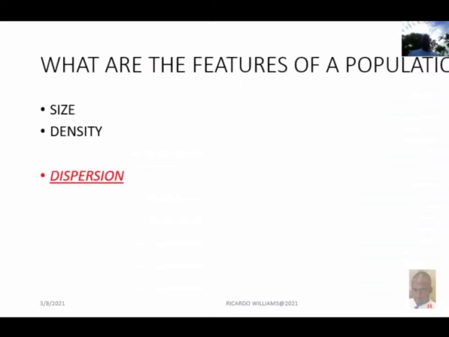We describe a population in terms of its size, so we can have large populations and small populations. Another feature is the density of the population. We also have dispersion, but we're not going to look at dispersion. If you look up what the word disperse means, a synonym would be to spread. So we're talking about the spread of the population, but we'll be focusing on the size and the density.